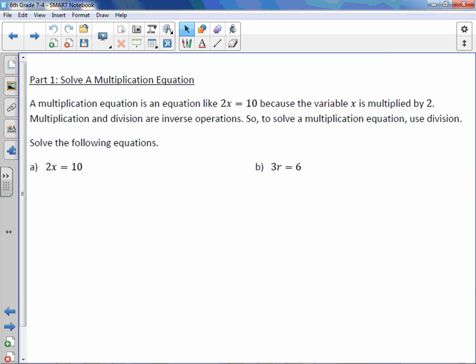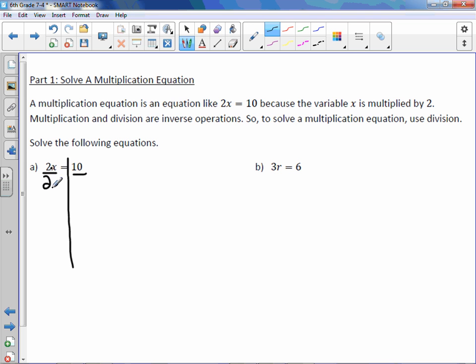Solve the following equations. We are always going to start with our line down the middle. And remember, a number next to a variable really means multiplication. So this is really 2 times x. Well, if the opposite of multiplication is division, we need to divide by 2. So here's how we show division when we're doing equations. Remember, divisions are fractions. So let's put a division bar or fraction bar to show division, and we are going to divide by 2.